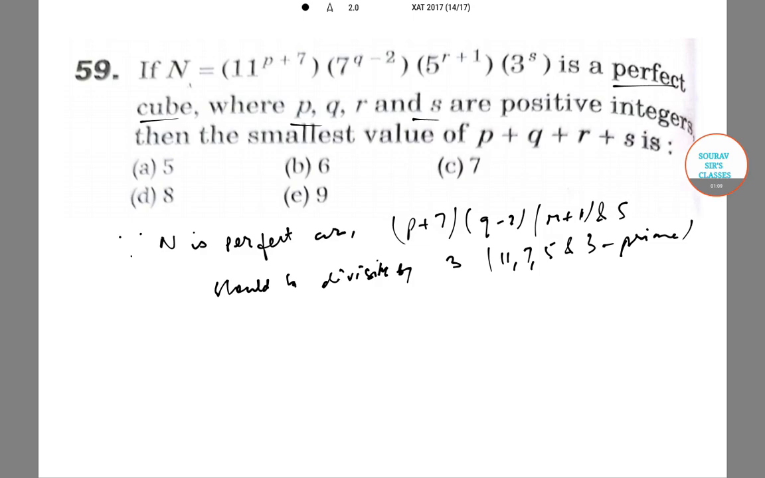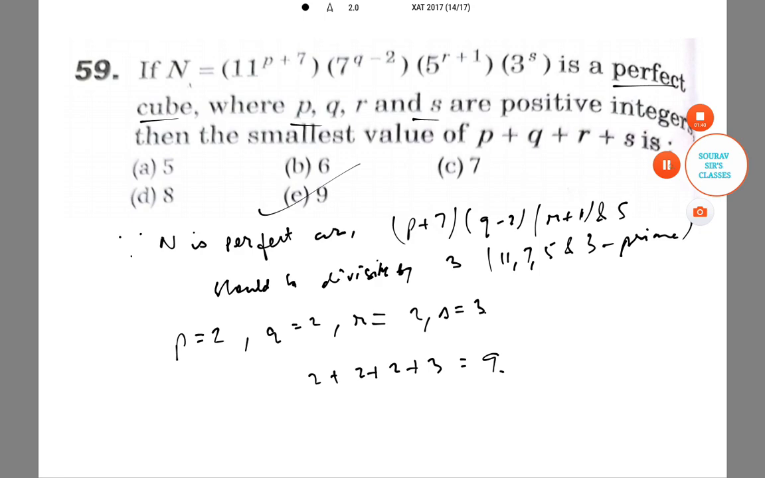Now for the smallest sum of p plus q plus r plus s, p is equal to 2, so this becomes 9, q equals 2, so this becomes 0, r is equal to 2 and s is equal to 3. Therefore, p plus q plus r plus s is equal to 2 plus 2 plus 2 plus 3 is equal to 9. The correct option is option E.